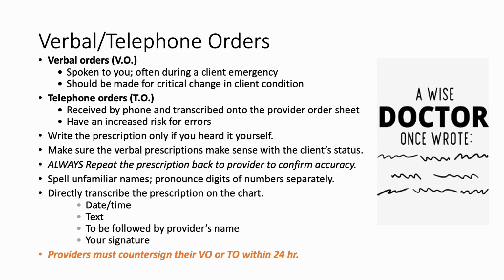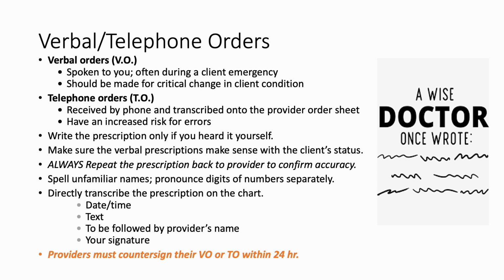Telephone orders, abbreviated T.O. You may even hear them called TO on the unit. These are received by phone and then are transcribed into a provider order sheet. Again, verbal orders and telephone orders are both at high risk for error because it's all based on what we hear. And the look-alike, sound-alike medications, things like that get in the way. Human error gets in the way, okay?